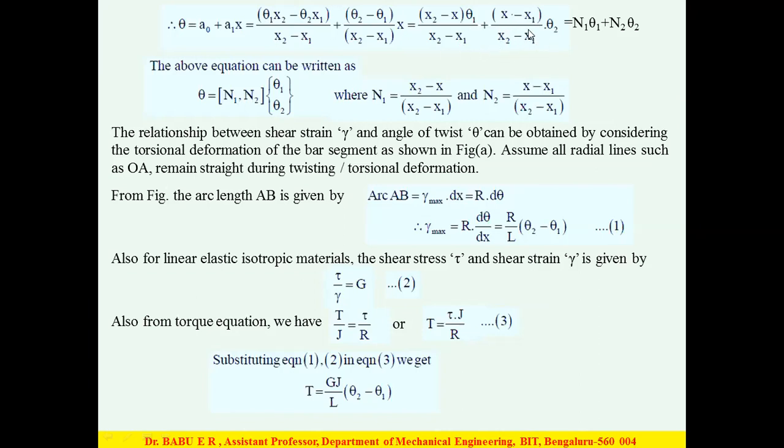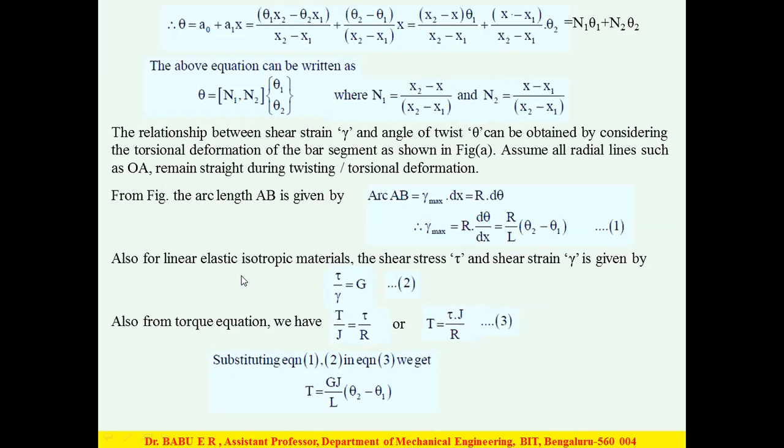Here x2 minus x1 is nothing but the length of the element. So d theta by dx, when you differentiate this, we'll get theta 2 minus theta 1 divided by L. You call this equation number 1.